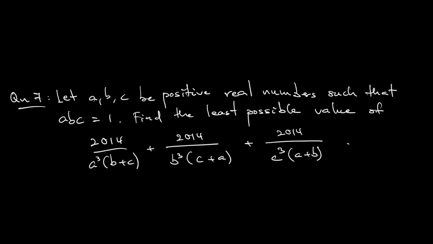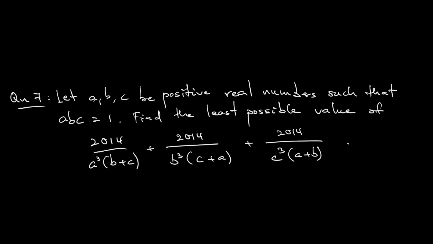Okay, moving on, question 7. It is given that a, b, c are positive real numbers with the condition that their product is equal to 1. The question asks what is the least possible value of this expression: 2014 over a cubed times b plus c, plus 2014 over b cubed multiplied by c plus a, plus 2014 over c cubed multiplied by a plus b.